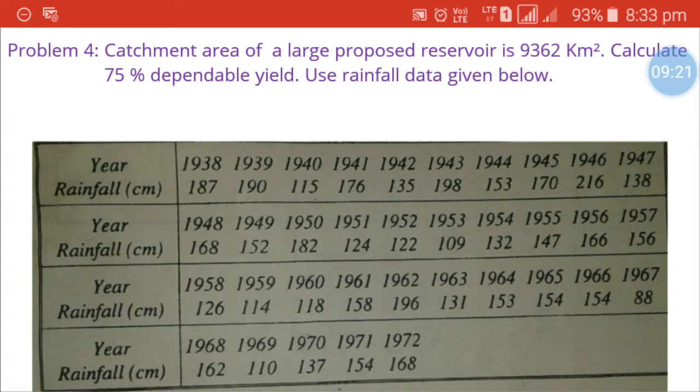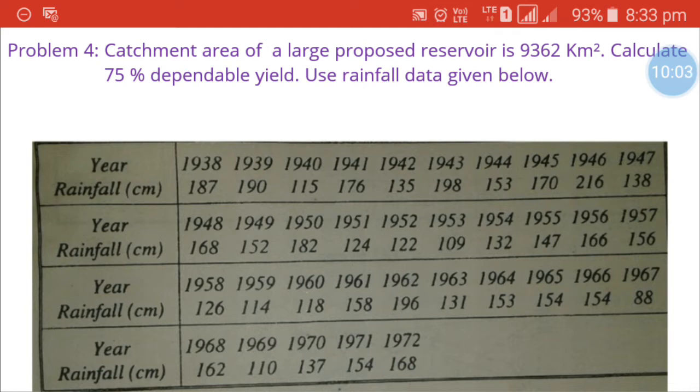Now let us go through problem number 4. Catchment area of a large proposed reservoir is given as 9362 square kilometer. Calculate 75% dependable yield. Use the rainfall data given below. So again here we see similar rainfall data for 35 years, and here we have to calculate the yield, but it is the dependable yield. And what is the percentage of dependability? That is 75%.